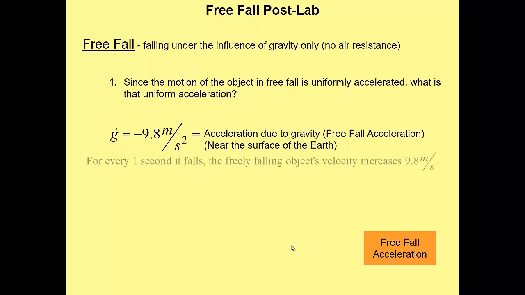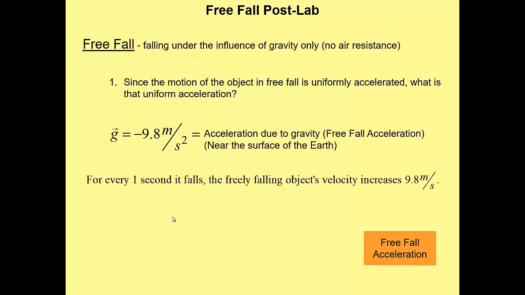So keeping that in mind, it tells us that for every 1 second your ball fell, its velocity increased by 9.8 meters per second. It got 9.8 meters per second faster every second. Notice that doesn't tell you how fast it's going. It's telling you how fast it gets faster. This is an acceleration, the rate of change of velocity.